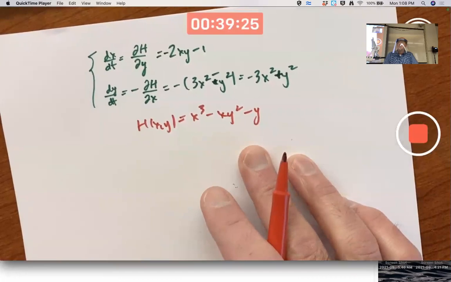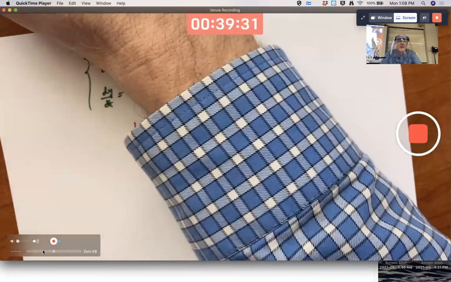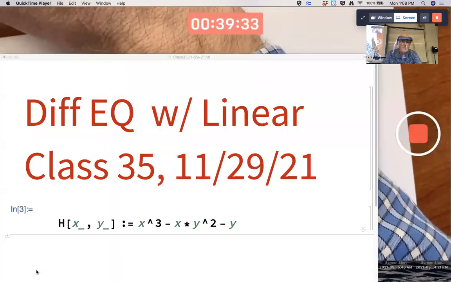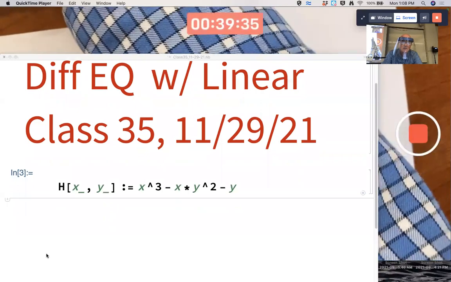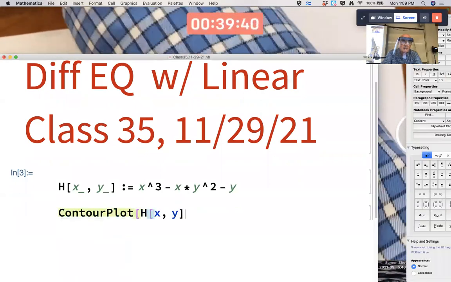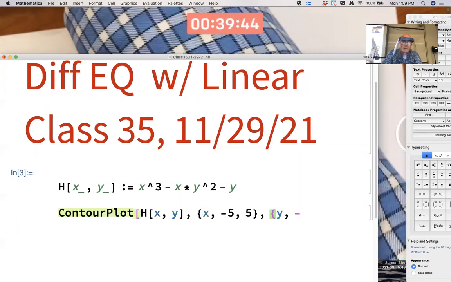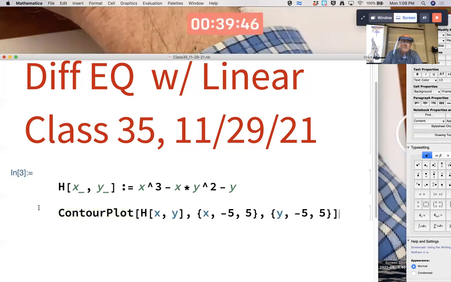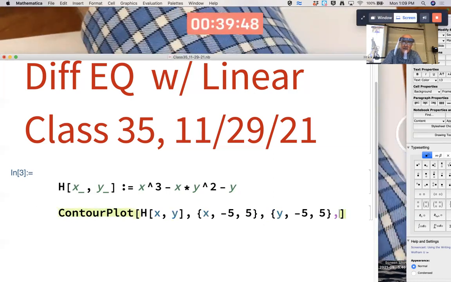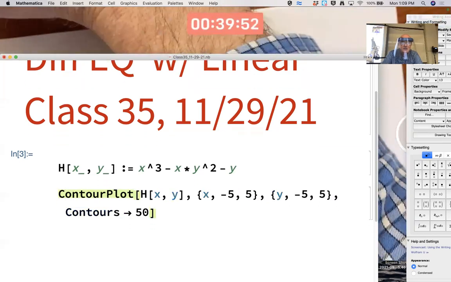Drawing such curves is typically very difficult, and you almost always need some sort of technology. In Mathematica, you can do it with ContourPlot. Like this. And usually I like to add more of them, so I add an option, Contours arrow, say 50 or something.